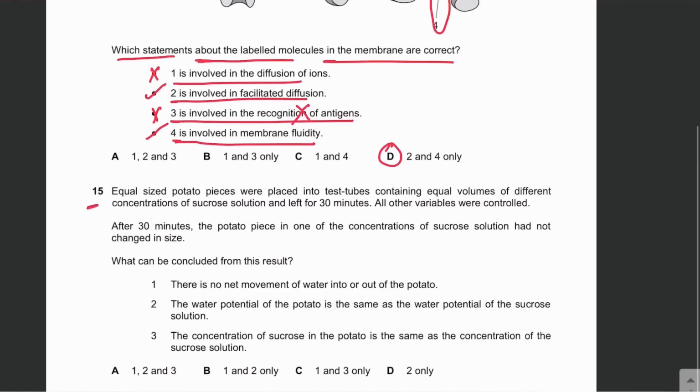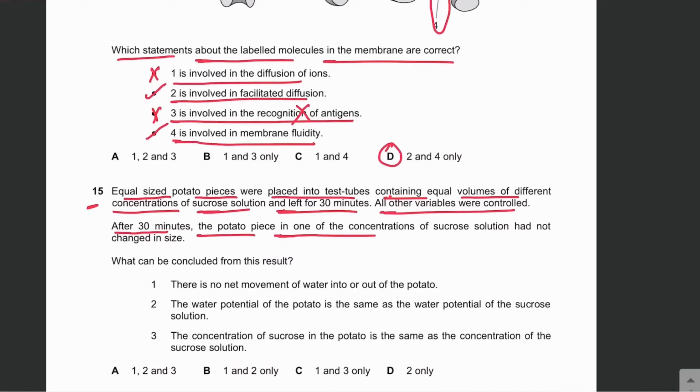MCQ number 15. Equal sized potato pieces were placed into test tubes containing equal volumes of different concentrations of sucrose solution and left for 30 minutes. All other variables were controlled. After 30 minutes, the potato piece in one of the concentrations of sucrose solution had not changed in size. What can be concluded from this result?